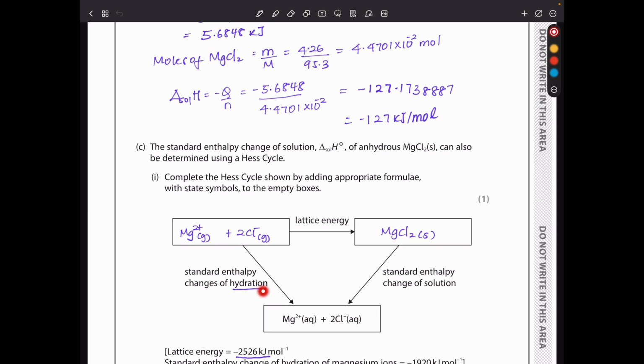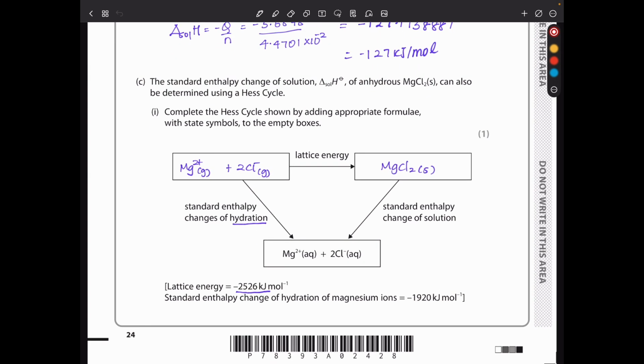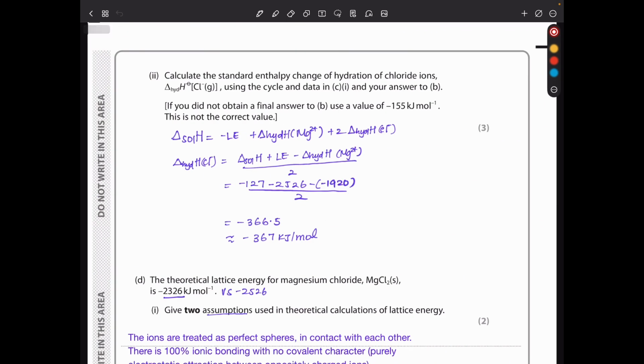And of course, for hydration, these are going to become aqueous, and this is going to be solution again, from solid to aqueous. So here they've given us the lattice energy and the standard enthalpy change of hydration of magnesium ions as that. Then they say calculate the standard enthalpy change of hydration of chloride ions using the cycle and data in C1 and your answer to B. If you do not obtain the final answer to B, use this value. This is not the correct value.